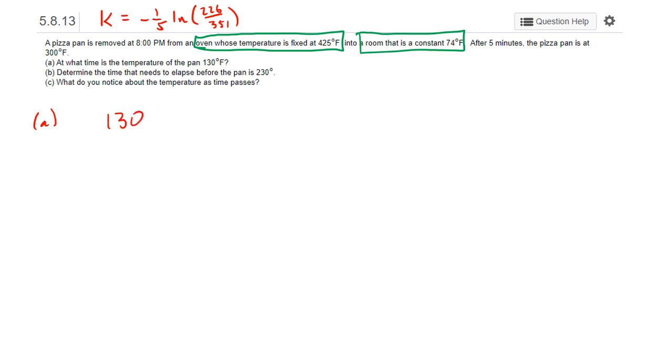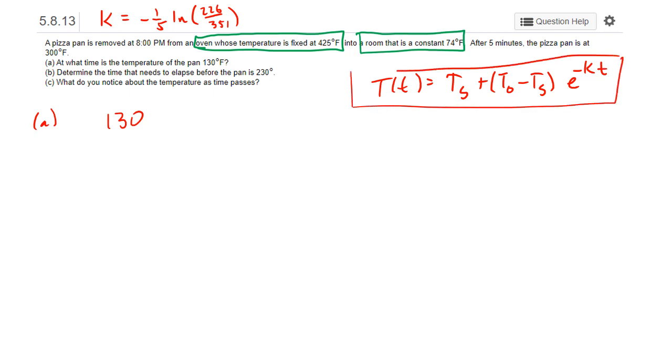So I know I don't know time. Oh, I shouldn't have erased Newton's law of cooling. Sorry, I'll put it back up here. T of t is the surrounding temperature plus the difference between the starting and surrounding temperature times e to the minus kt. There we have it. Put a box around it so I don't accidentally erase it. So now we know the left. We know the temperature at a given time. I want it to be 130. What I don't know is the time t. Everything else I still know.